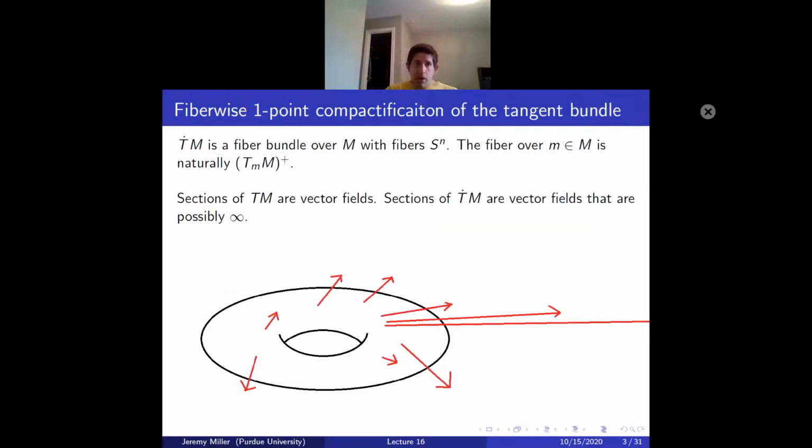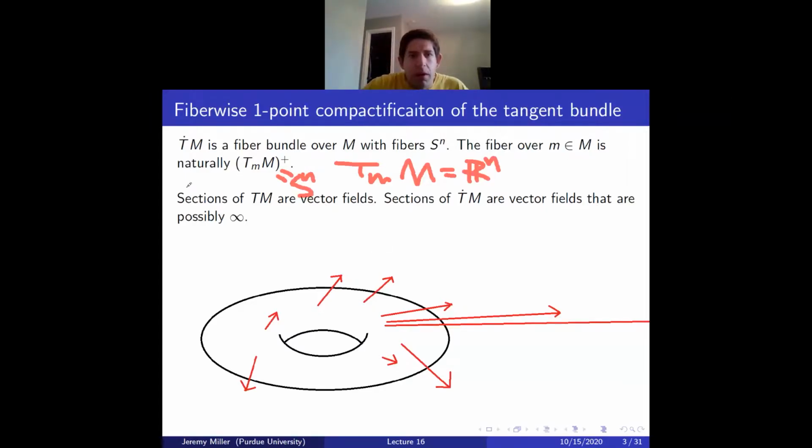Okay, so remember T with a dot over it at M. This is the fiberwise one-point compactification of the tangent bundle. And it's a bundle, and the fibers are n-spheres, assuming M is an n-manifold. And the fiber over m is naturally just the one-point compactification of the tangent space of M. So T_m M, this is the tangent space at the point m. This is isomorphic to R^n. And then when you one-point compactify it, it becomes isomorphic to S^n.